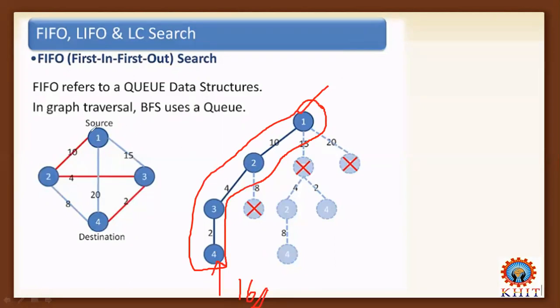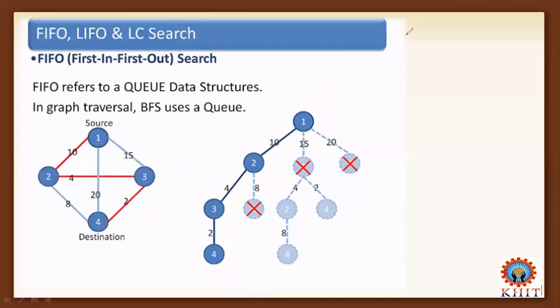Hence, I can say this is the shortest way of moving from node 1 to node 2, node 2 to node 3, node 3 to node 4. So there is a path from node 1 to node 4 that we can generate through a state space tree. Okay, hope you understood the concept very well.